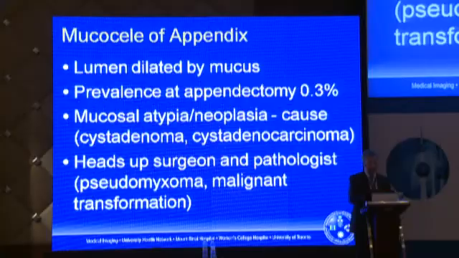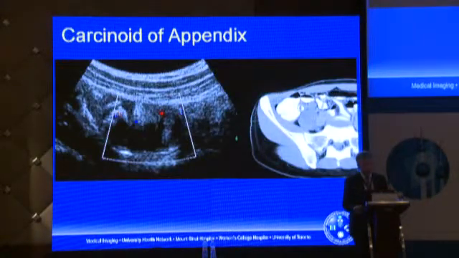Remember, with mucoceles of the appendix, the lumen's dilated by mucus. The prevalence is quite low at appendectomy. There's a spectrum from relatively benign disease to frank carcinoma. And the idea here is not to say don't operate. The idea is just to say, you know, there's a chance this could be a mucocele, and things might get handled slightly differently than if they believe they're just operating on an acute appendicitis.